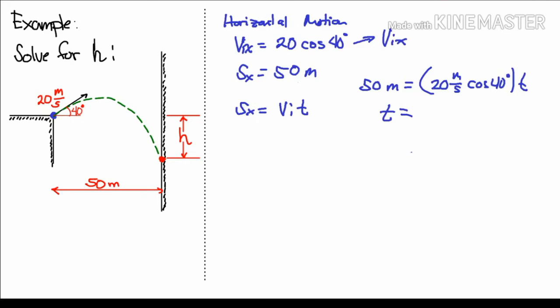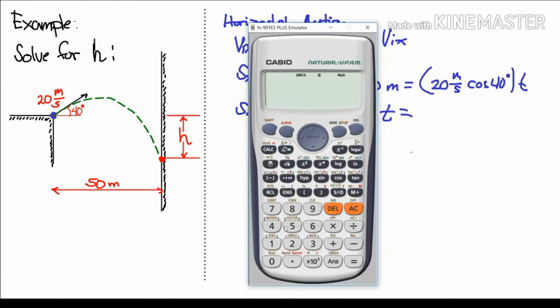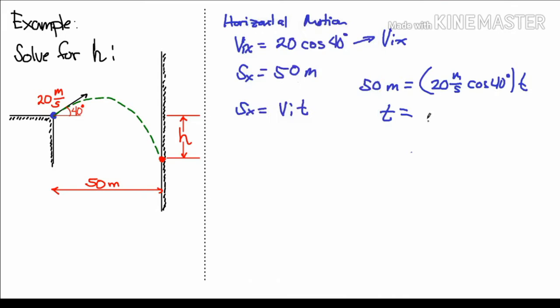We will get the time. So that's 50 over 20 cosine 40, and t is equal to 3.2635 seconds. Then let us proceed to the vertical motion.